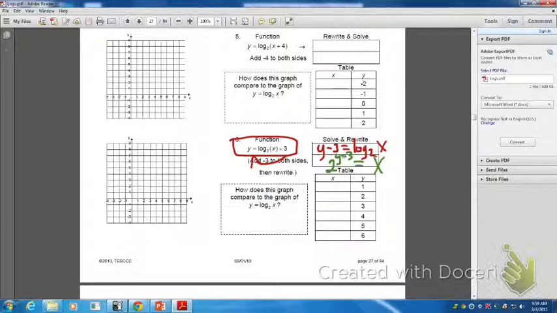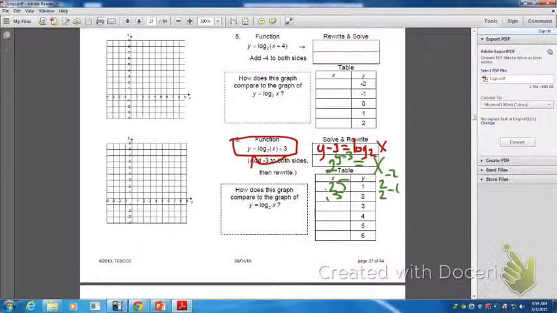Okay, so let's fill out this table. So we put in a 1 for our y. 1 minus 3 would be negative 2. So you have 2 to the negative 2 power. We found that earlier to be 0.25. Now put in the 2 for the y. 2 minus 3 is negative 1. We found that 2 to the negative 1 earlier to be 0.5.